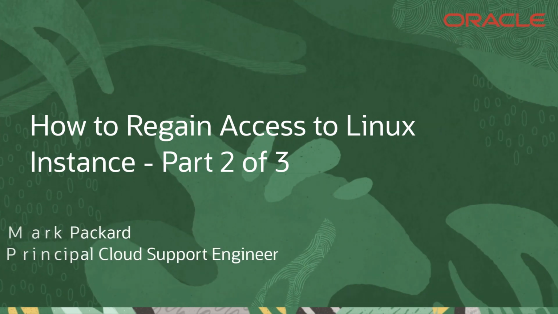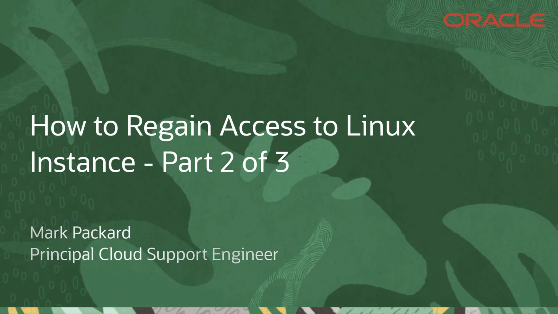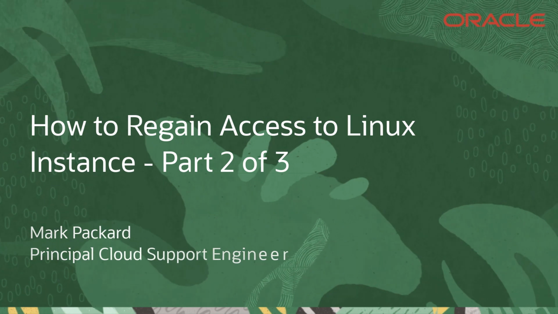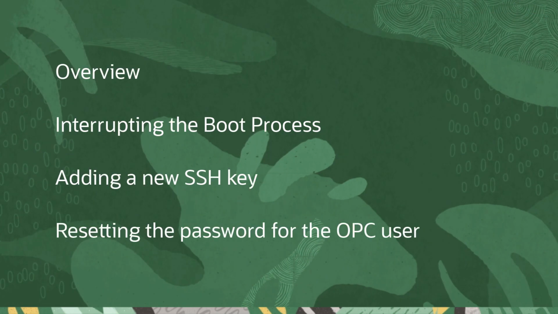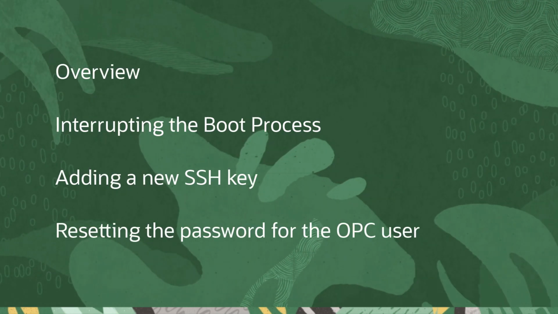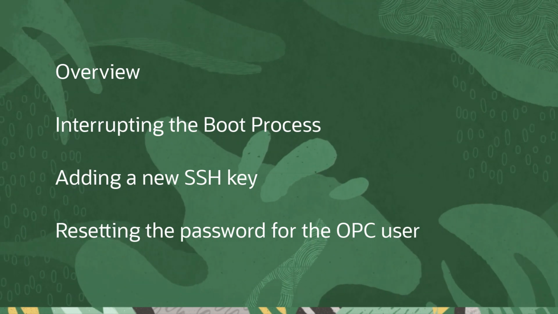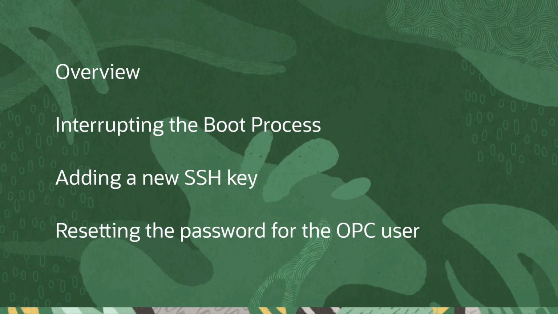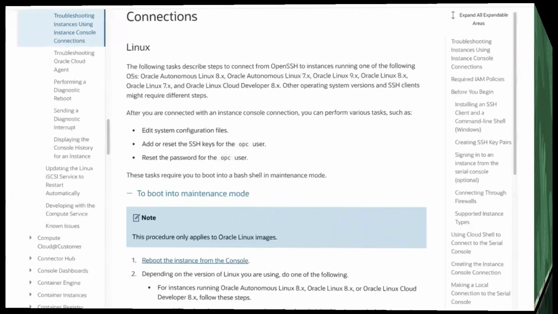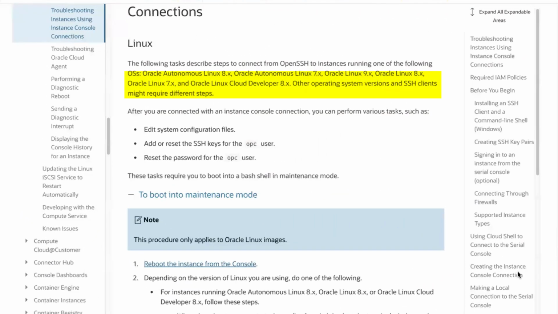Hello, this is part 2 of a 3-part series for regaining SSH access to an instance where you've lost the SSH keys. In this video, we will be going over the steps required for interrupting the boot process, adding a new SSH key, and then optionally resetting the password for the OPC user. As you can see above, this can be done for any of the Oracle 7, 8, or 9 flavors, as well as the CentOS images provided by OCI.